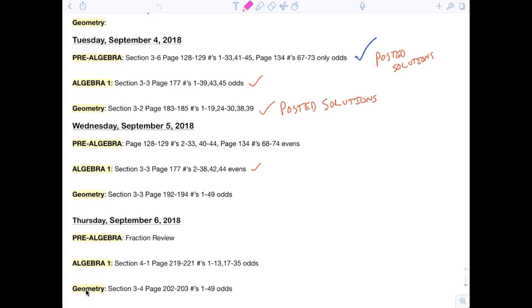Second, and then we will get started. All right, try to head your paper properly, please. All right.